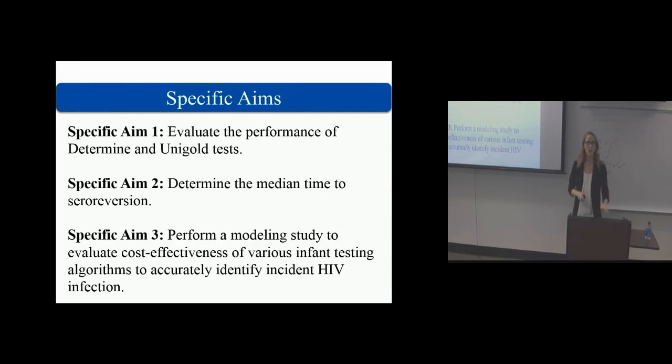So specific aim 1 was just to evaluate the performance of the 2 tests. This is traditional epi. You can do it on the back of a napkin. Sensitivity, specificity, positive and negative predictive values. Aim 2 was to determine the median time to seroreversion. That's the time that the maternal antibodies decay enough to where if a child gets a positive, it's really likely it's a true positive instead of those maternal antibodies talking. And then aim 3 is to put it all together and try to identify an algorithm that worked best.